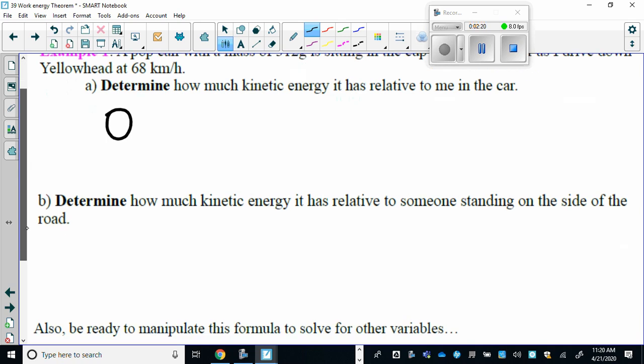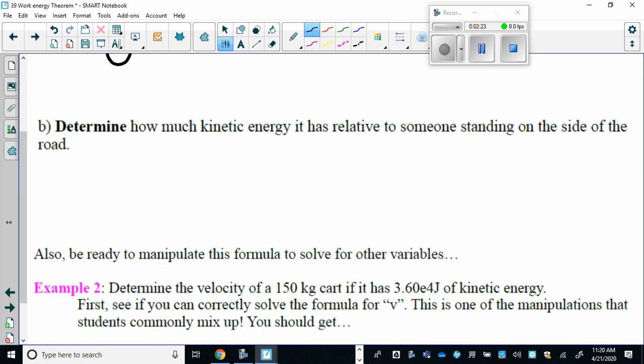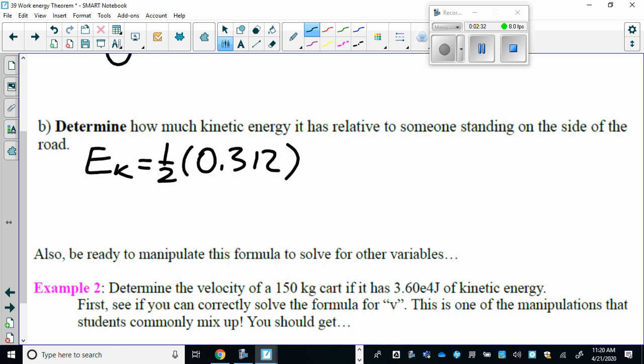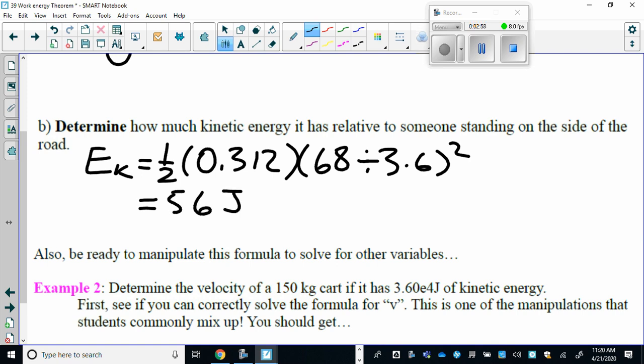And then for the B question, determine how much kinetic energy it has relative to someone standing on the side of the road. That's where we're going to go 1/2 times the mass times the velocity squared. And don't forget to change the mass into kilograms. Don't forget to change the velocity into meters per second. Don't forget to square the velocity. And once you do all that, you should end up with an answer of 56 joules. So there's a very basic standard kinetic energy question.